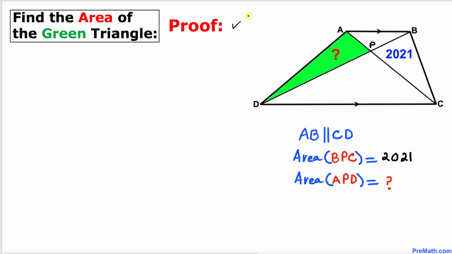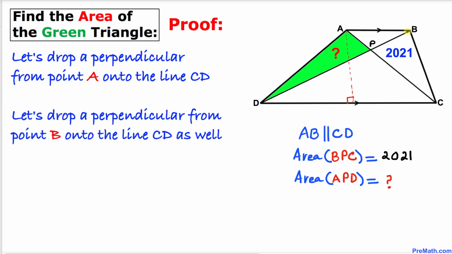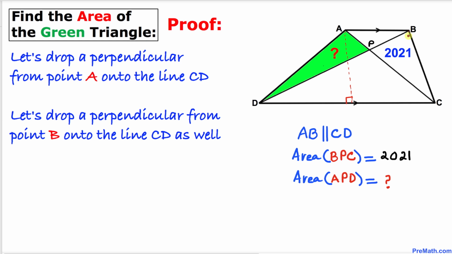So let's go ahead and get started with the solution, and I will show you the solution in terms of a small proof. Here's the very first step: let's drop a perpendicular from point A onto line CD. That is going to be 90 degrees. Likewise, we drop a perpendicular from point B onto line segment CD as well.